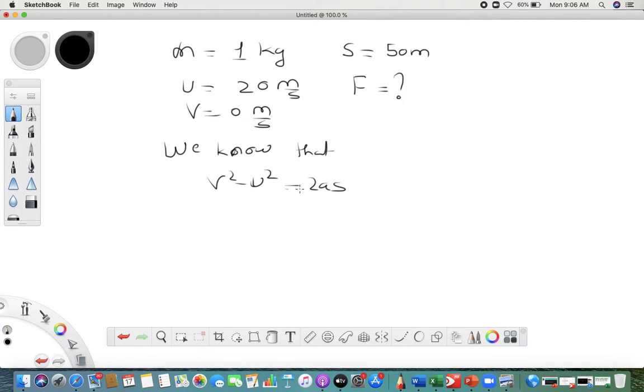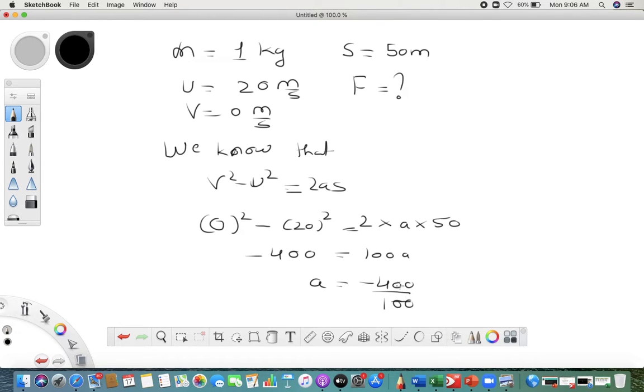Right now we have v is 0 square, u square 20 square, 2a we are finding, s is 50 meter. So it is minus 400 is equal to 100a. So a is equal to minus 400 upon 100. Two zeros cancel. So it is minus 4 meter per second square.